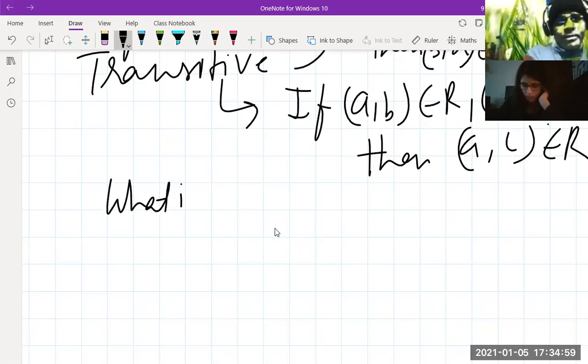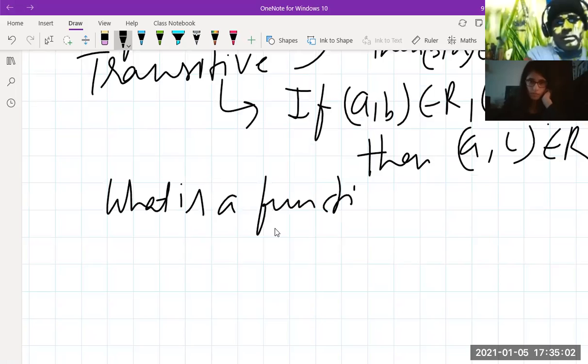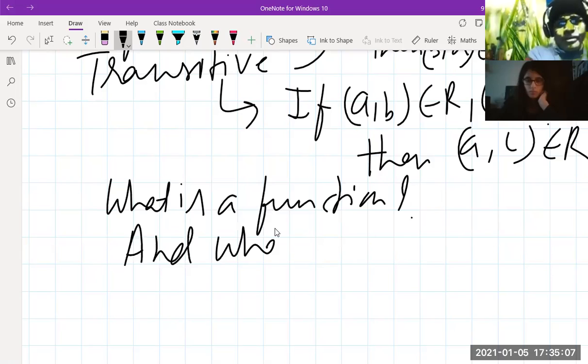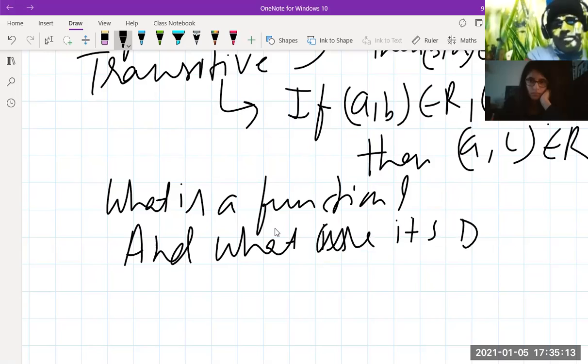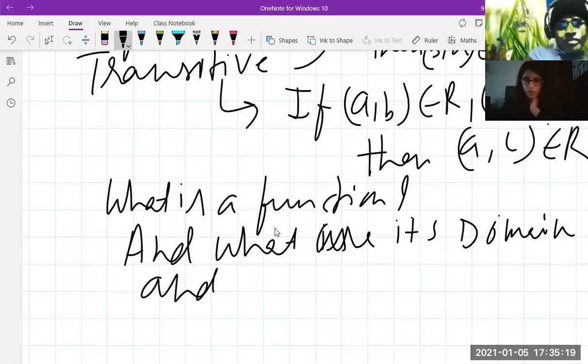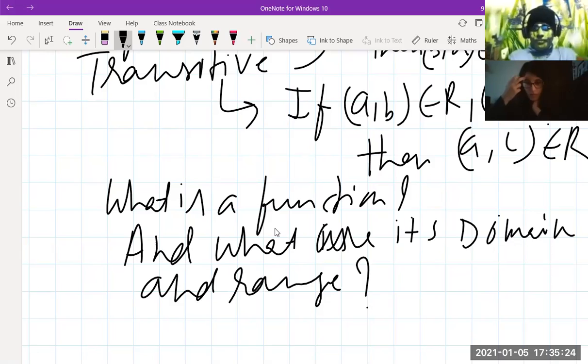What is a function, and what are its domain and range? Should I answer this question? You can if you wish to. I don't know if my definition is correct, but I think a function is where the input values have a unique output, like each input has a unique output.